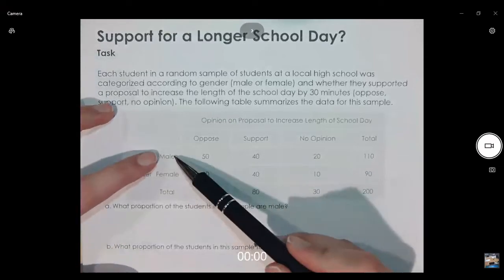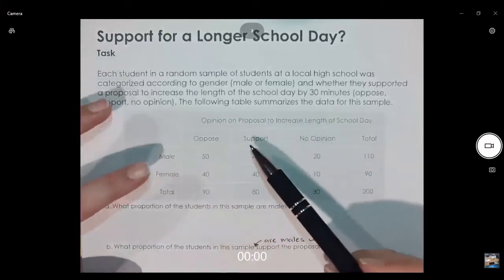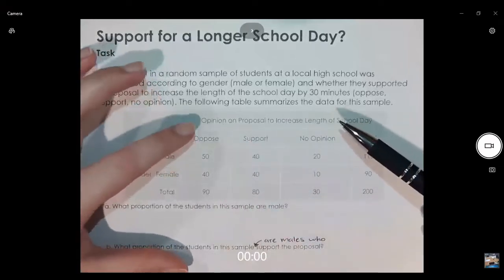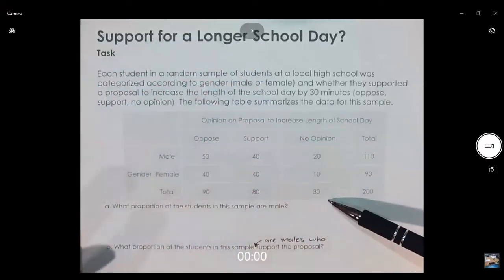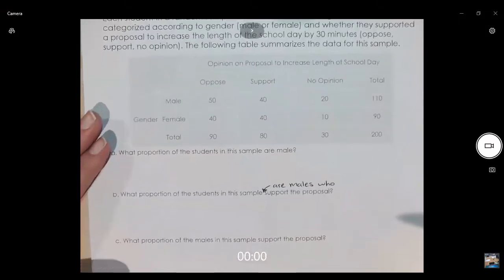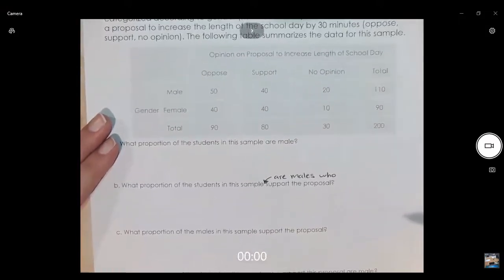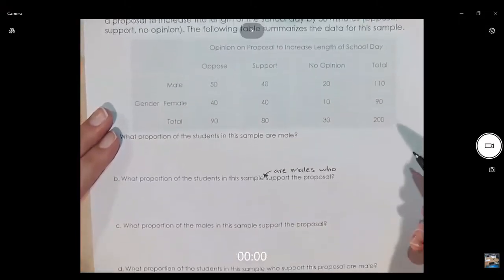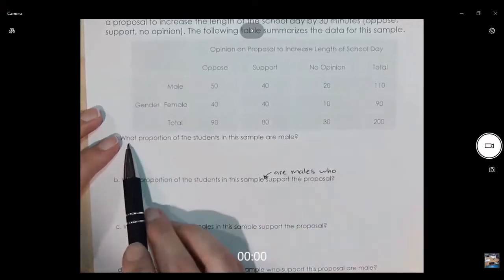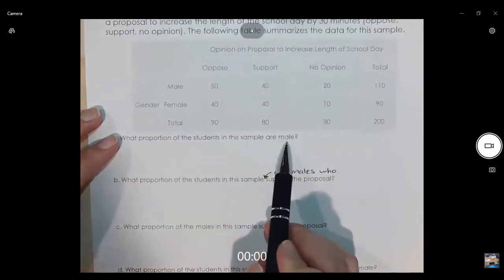So we've got male and female, and then our totals, and then we have if they oppose the proposal, support it, or if they don't have an opinion. So some of these questions are going to require us to look at different pieces of the table. It says, what proportion of the students in the sample are male?